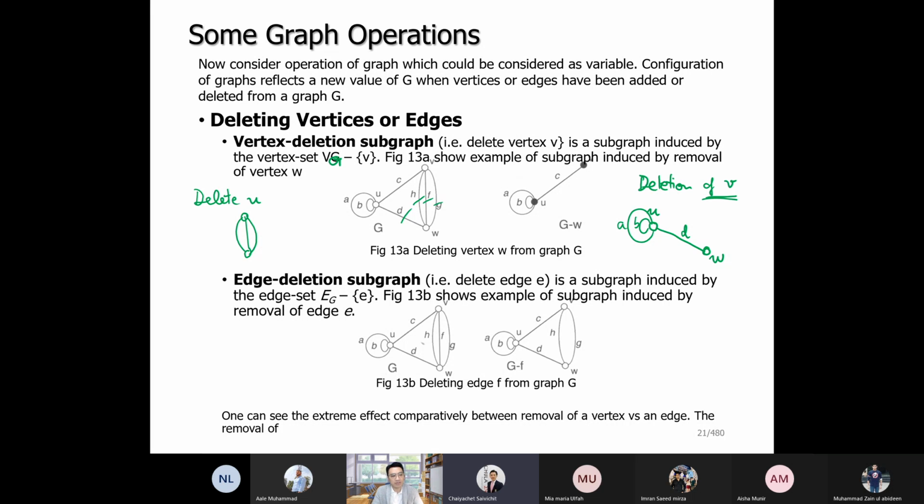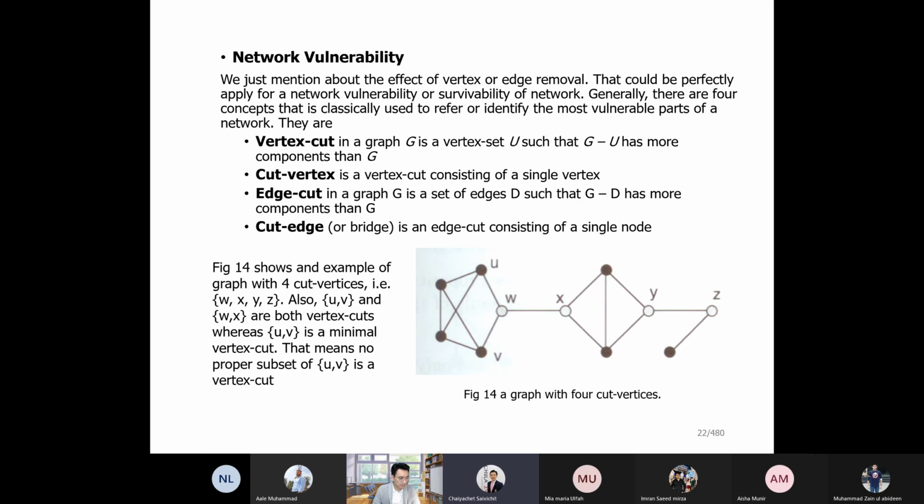What about the edge deletion subgraph? You just delete the edge, very basically. For example, you delete F, so F disappears and you have this one. E represents the edge and small v represents a vertex, any vertex. So we have the concept of network vulnerability. When you look at the graph, we have vertex cut and cut vertex, and edge cut and cut edge. These are four things that you have to identify from this graph.